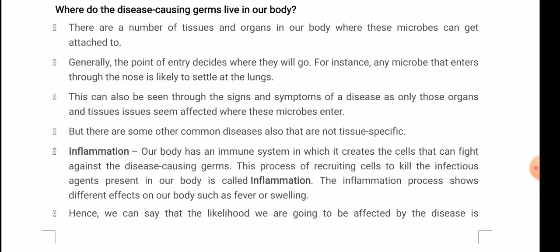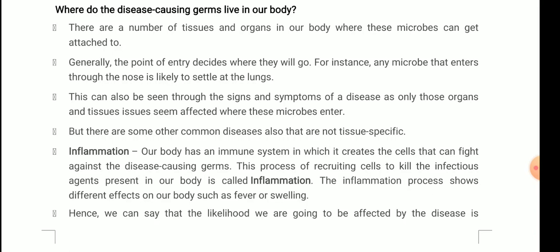But there are some other common diseases that are not tissue specific, which means they do not require any specific type of tissue to attack.